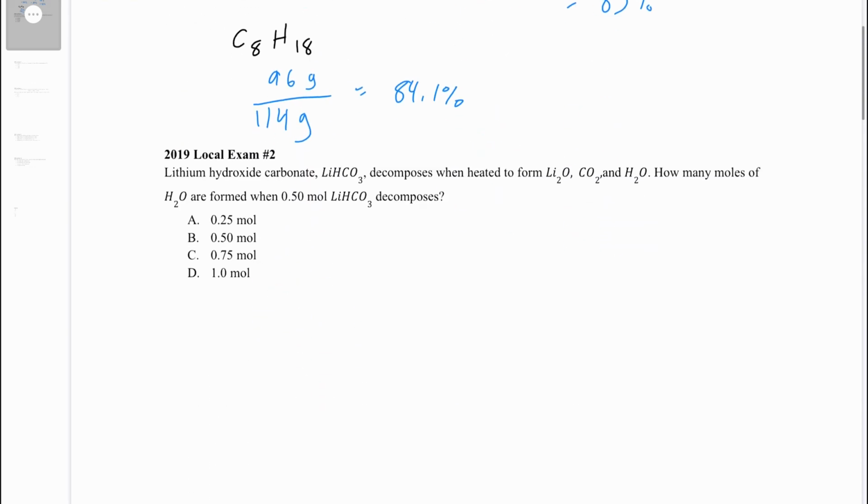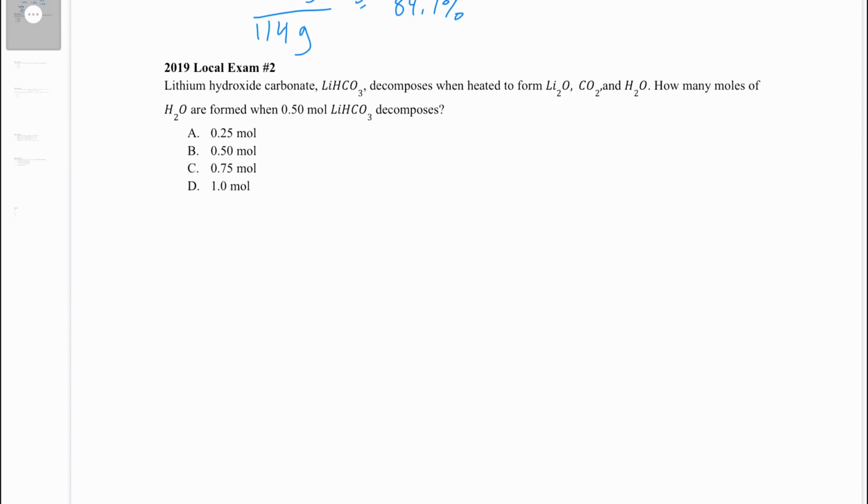Let's go to question 2. Lithium hydroxide carbonate decomposes when heated to form Li2O, carbon dioxide, and water. How many moles of water are formed when 0.5 mole lithium hydroxide carbonate decomposes? As always, it helps to write the chemical equation that's happening here. So we have lithium hydroxide carbonate producing Li2O, CO2, and H2O.